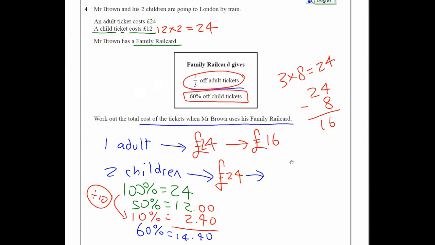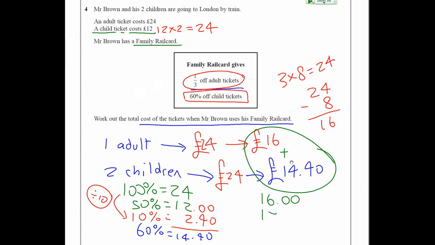So this is going to cost Mr. Brown for his 2 kids £14.40. Don't forget he's got to pay for himself. So you add those two together. Okay, I'll show you in the columns. £16, £14.40. So the total is going to be 4, carry the 1, £30.40. Okay, that's your total price.